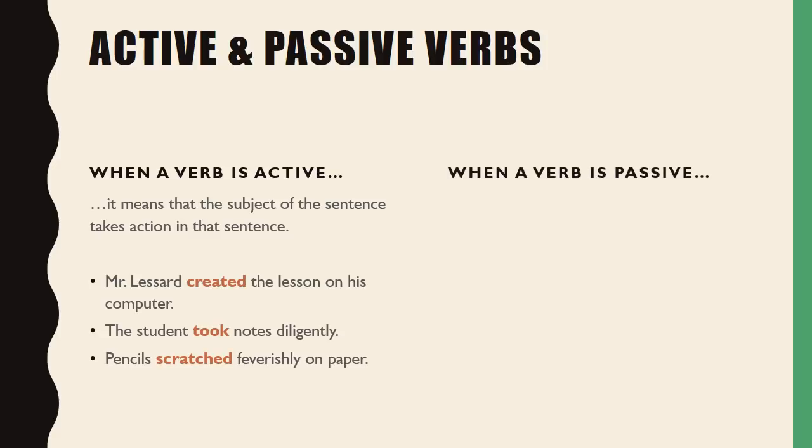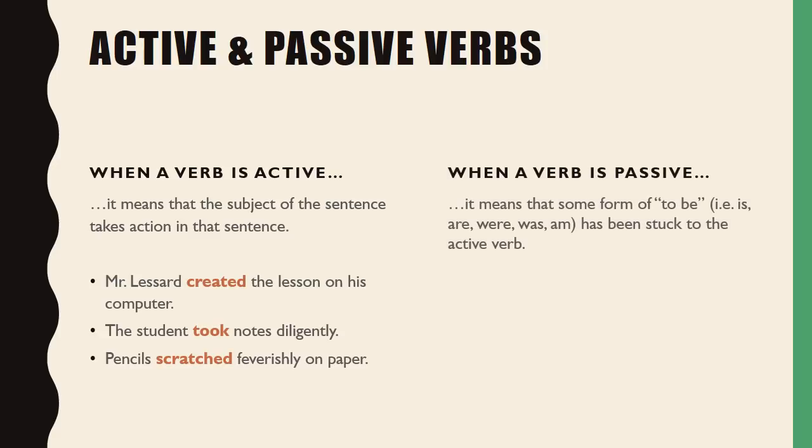So when a verb is passive, that means that we attach some form of the verb to be, and different forms of that verb include is, are, were, was, am. We attach some form of that verb to the active verb. So where we don't have the verb to be anywhere in the sentences on the left, if you look at these examples on the right, you can see what I'm talking about, and you'll probably see that you probably do this in your writing or in your speaking.